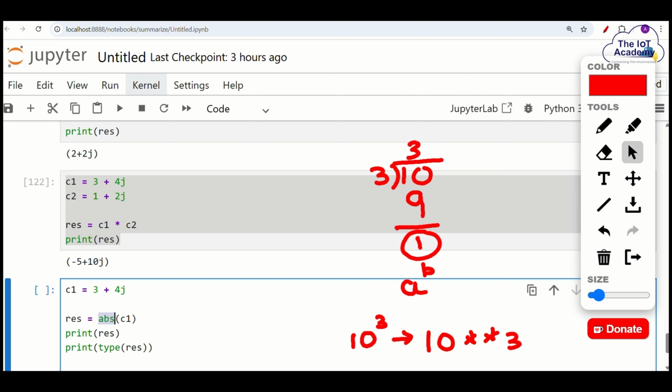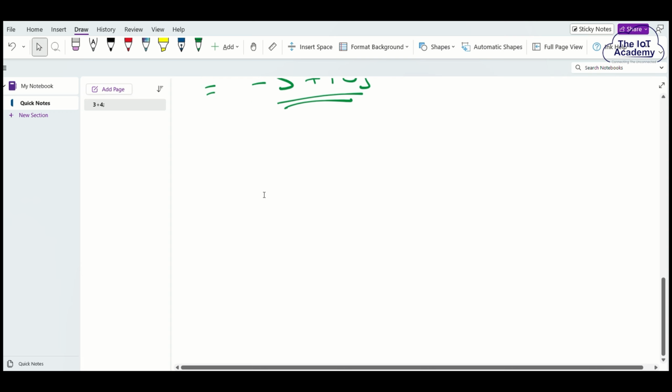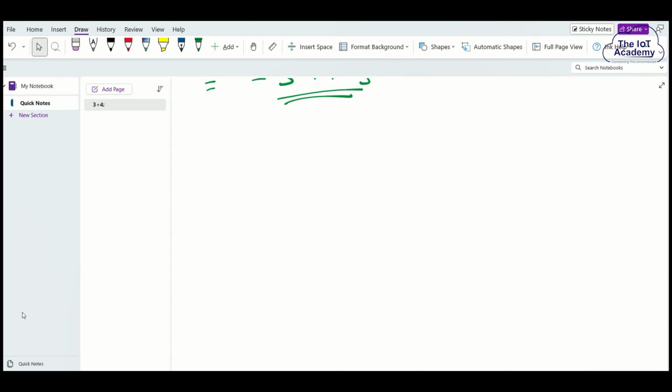I want to talk about this absolute value real quick. So let's start with 3 plus 4j. On our number line, you have it like this. This is your real axis, or x-axis. This is your imaginary axis, or y-axis.